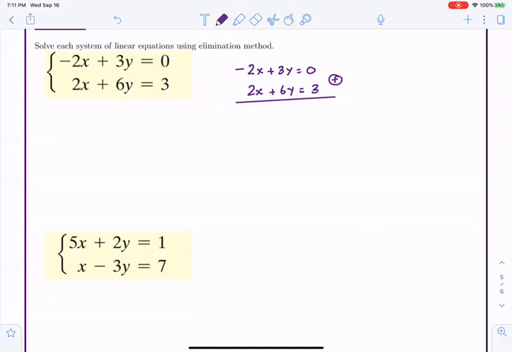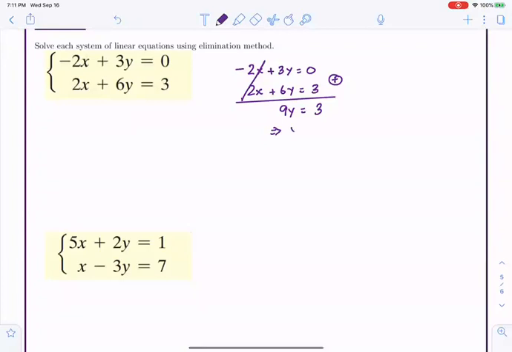So I'm going to add the two equations because we have negative 2x and positive 2x. Those two would go away. 3y plus 6y is 9y. 0 plus 3 is 3. So as you can see, I eliminated x, which is why we call this the elimination method. So we have to eliminate only one of the two variables. So we have 9y is equal to 3.